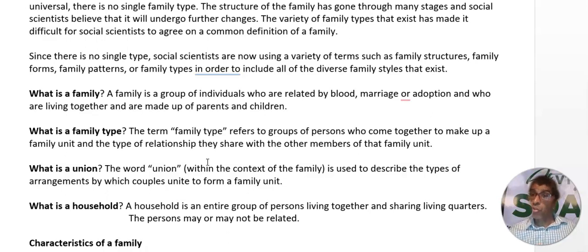And then what is a household? A household is where an entire group of persons come together, live together, and share living quarters. So they may be related, as in one context that we'll be looking at shortly, or they may not be related. All right? So those are households.